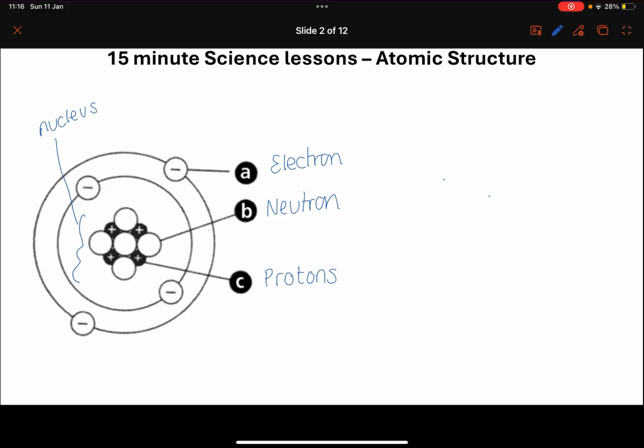So the electrons are found on the shells orbiting the nucleus, and they orbit the nucleus at fixed distances. So these circles here, this is just the pathway. They can be called the shells, they can be called the orbitals. And they are fixed distances, so your first shell, so this one here, would always be the closest to the nucleus, and then each shell gets further and further away.